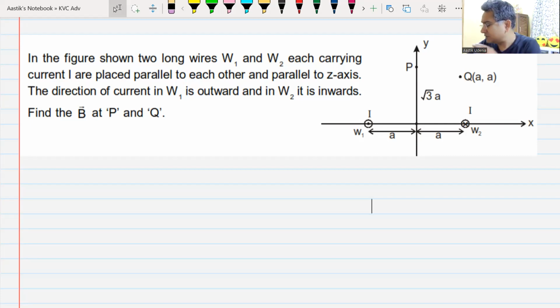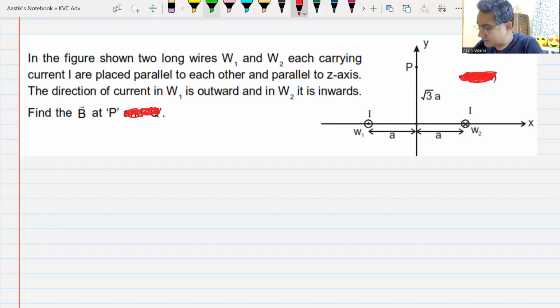Forget about point Q. This point Q is not going to come. So forget about point Q. You just concentrate on point P. Just concentrate on point P.